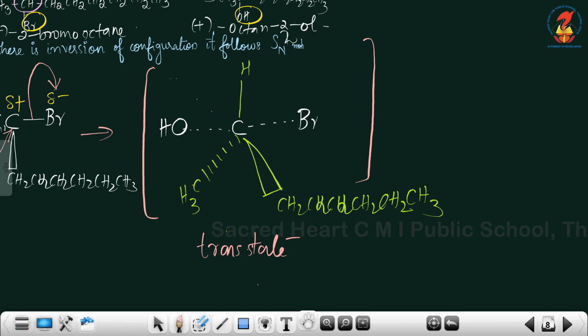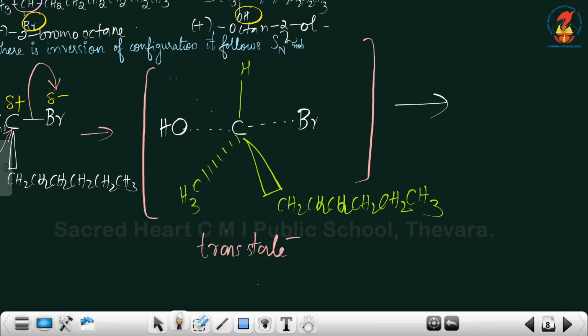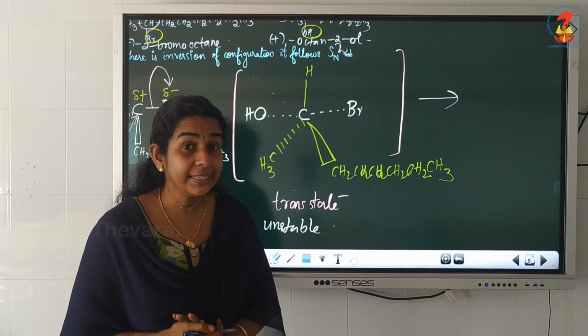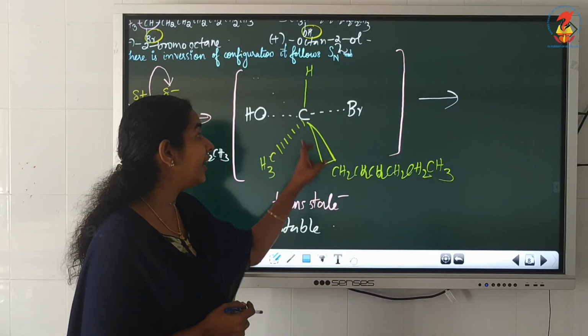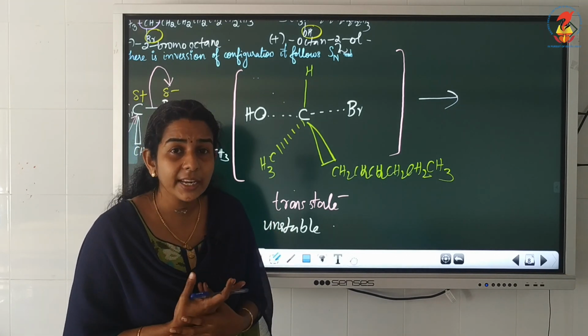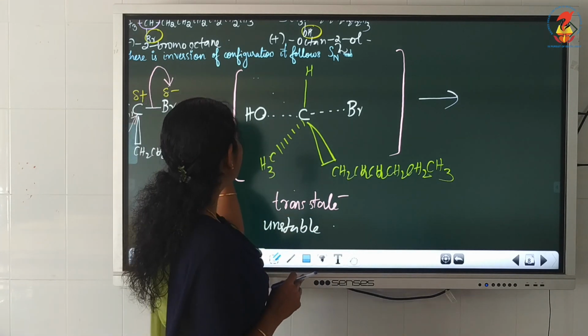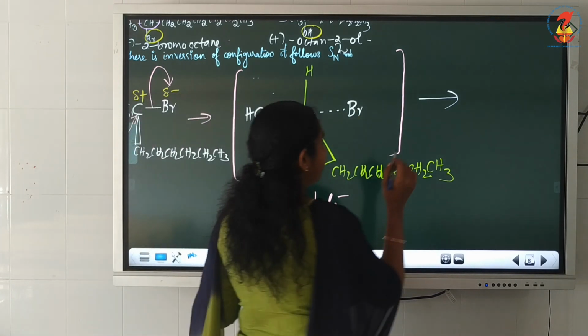Now, transition state, we know that the transition state means it is highly unstable, isn't it? So why is this transition state highly unstable? Because the carbon atom is simultaneously bonded to 5 atoms or 5 groups. So highly crowded, so highly unstable, so that will immediately decompose to give the product. So remember, all the arrows are reversible arrows.